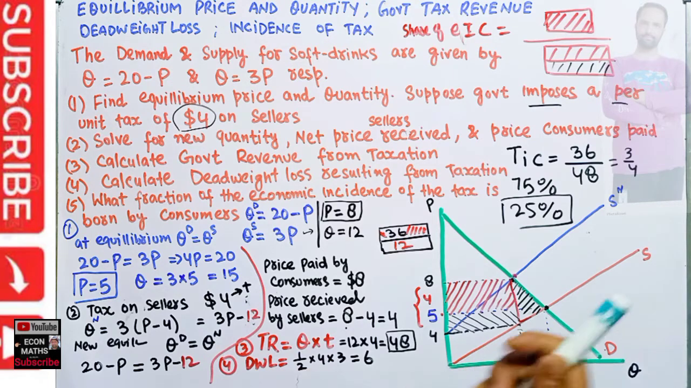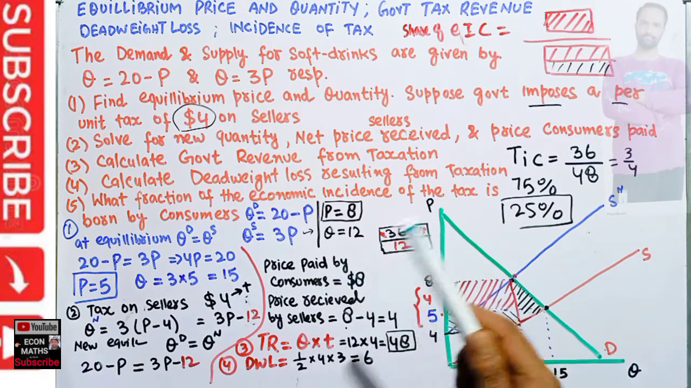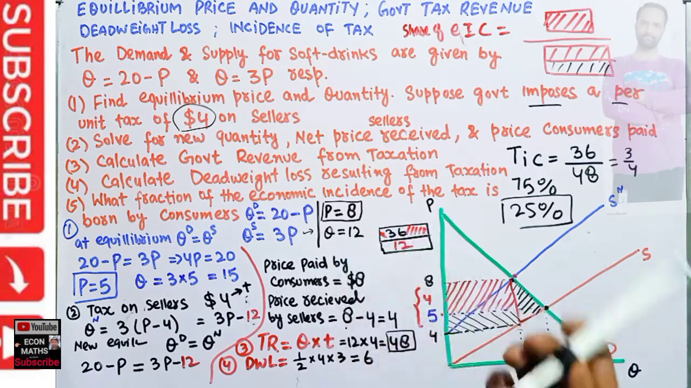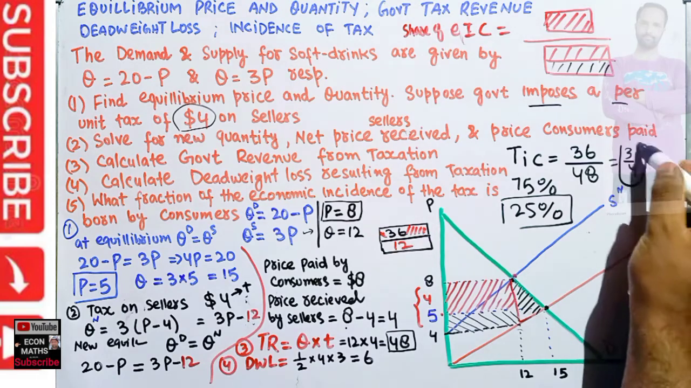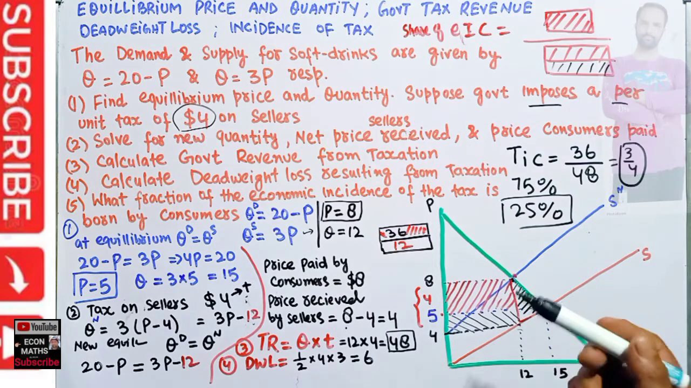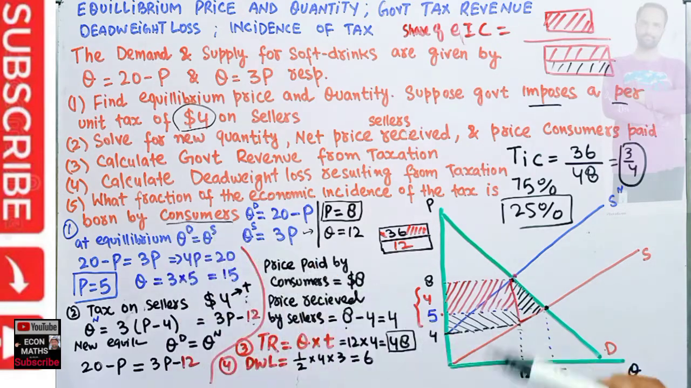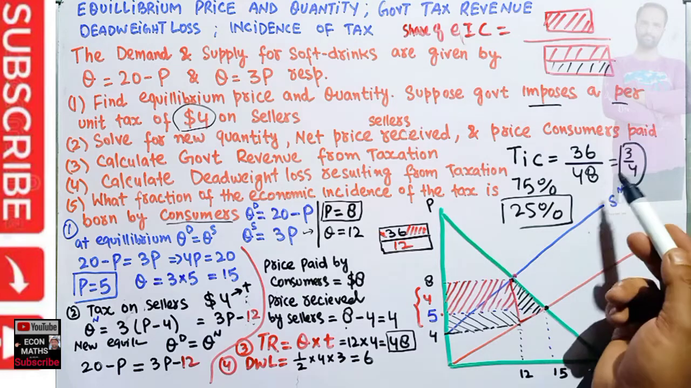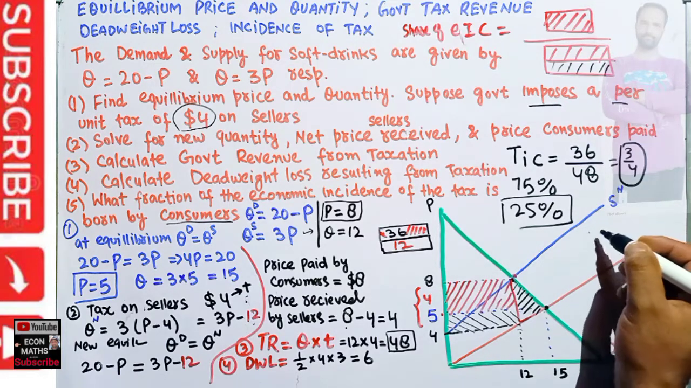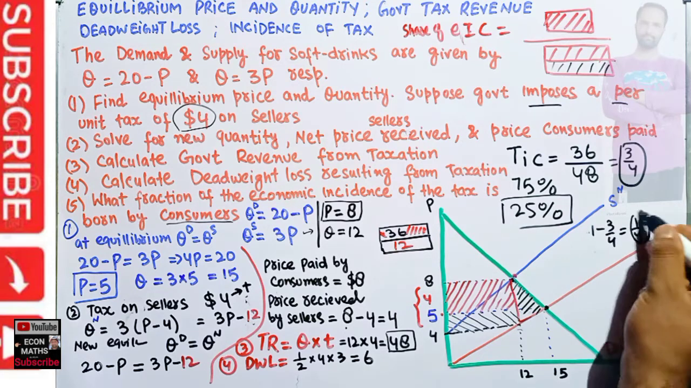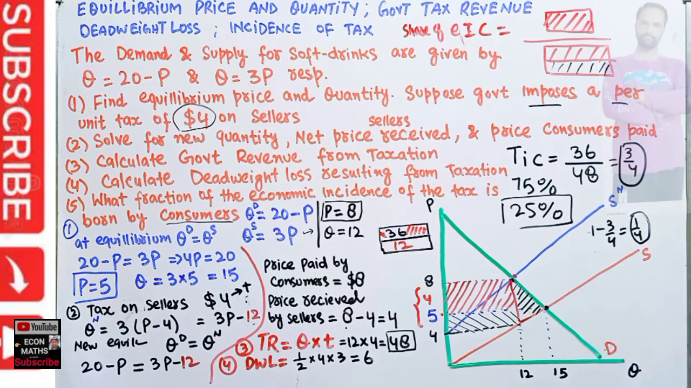So the fraction of economic incidence of tax borne by consumers will be equal to 3 upon 4. So 75% of the tax incidence will be borne by the consumers, and the rest will be 1 minus 3 upon 4, which comes out to be 1 upon 4. So a quarter of the total economic incidence of tax will be shouldered by the sellers. I hope I make myself clear.